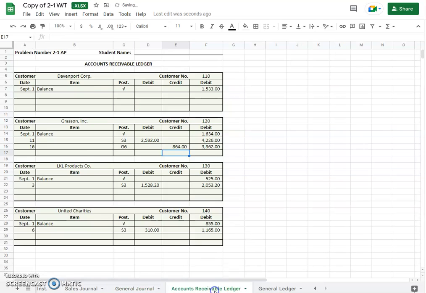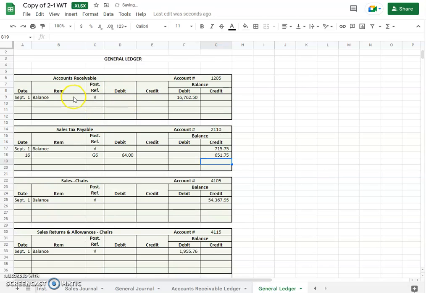So $864 credit was on the 16th from G6, and the debit balance will be reduced by that amount. Account number 1205.